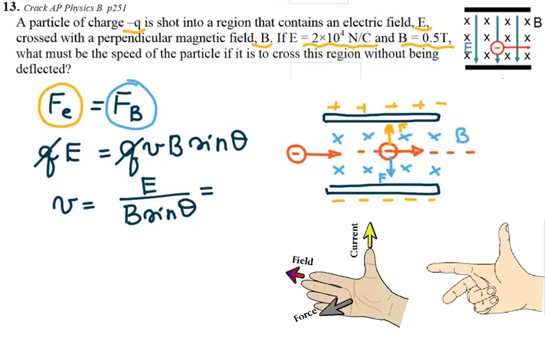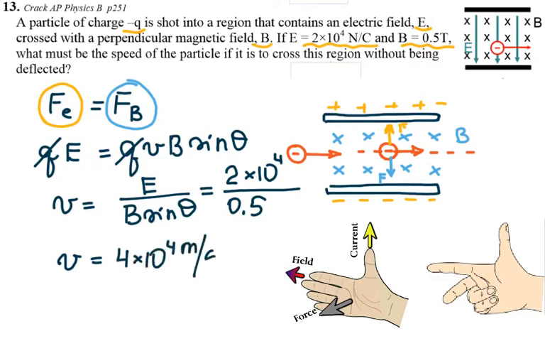So what we have, E is 2 × 10 to the 4th, and B is 0.5. So the velocity is equal to 4 × 10 to the 4th meters per second. So the particle needs to be moving at the velocity of 4 × 10 to the 4th meters per second in order for it to be able to pass through between two electrically charged plates and the magnetic field, the one that is given, in a straight line.